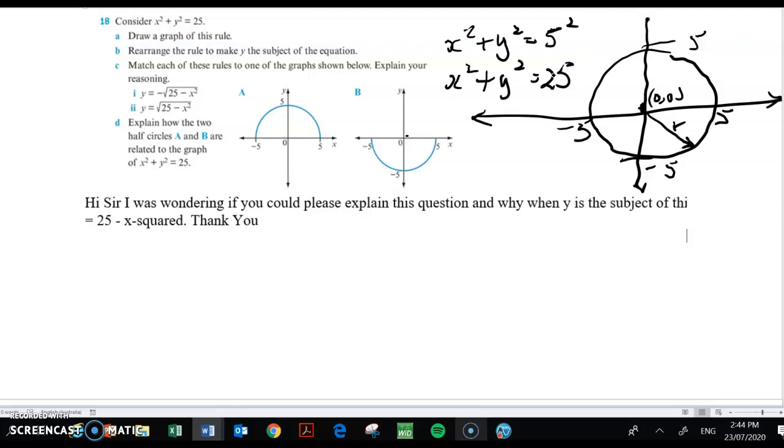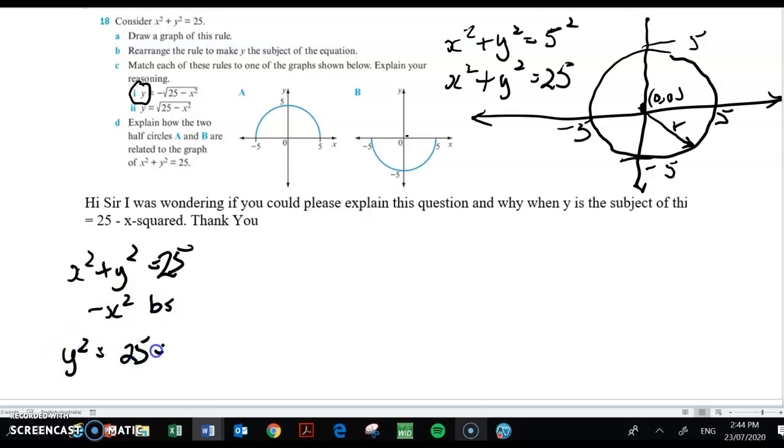Now, what you can see is that these are two half circles. And to get the two half circles, there's a little trick, and that is to get y by itself. So if we go x squared plus y squared equals 25, we then subtract both sides by x squared. We end up with y squared equals 25 minus x squared.